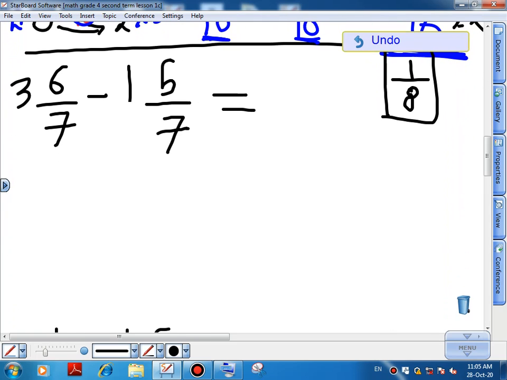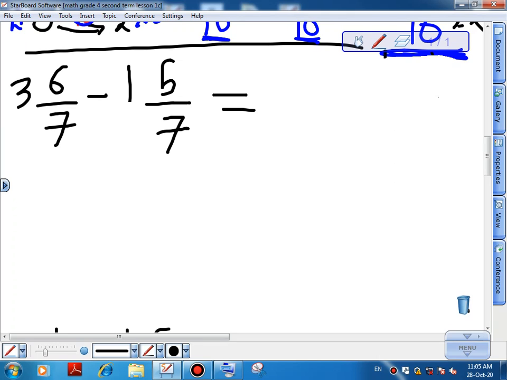a mixed number. We need to subtract this mixed number: 3 and 6 over 7 minus 1 and 5 over 7. First one, we have the same denominator. Yes, we have 7 and 7. But in this case, I look not only to the 7 and 7, I look also to the whole number. Do I subtract the whole number, or subtract the denominator, or subtract what?